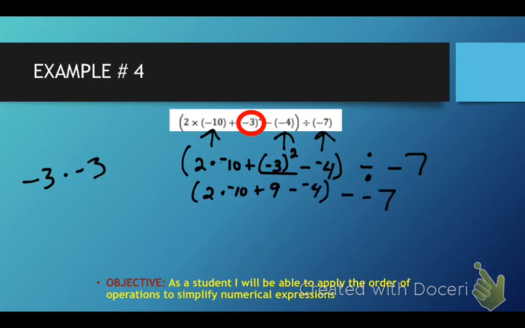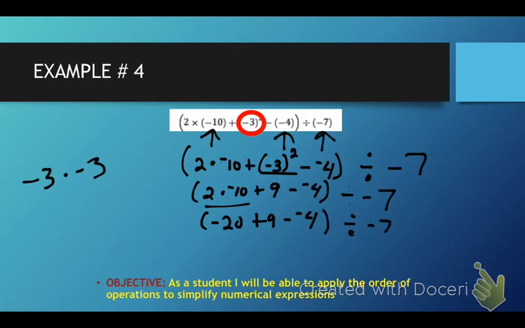divided by negative 7. What do we do next? Well, we have multiplying, adding, and subtracting. We need to multiply first. 2 times negative 10. A positive times a negative gives us a negative, so it's negative 20 plus 9 minus a minus 4 divided by minus 7.